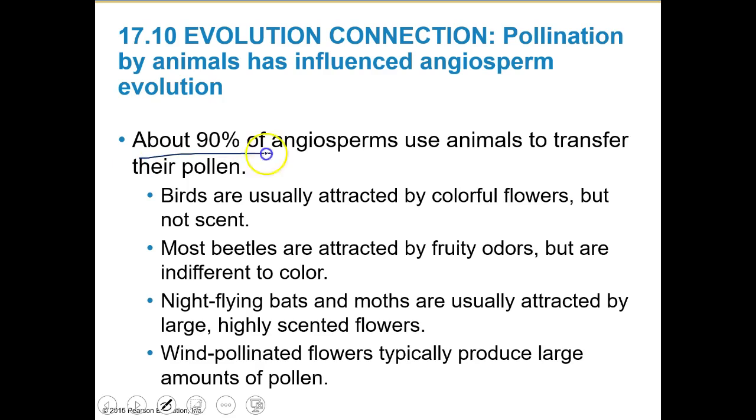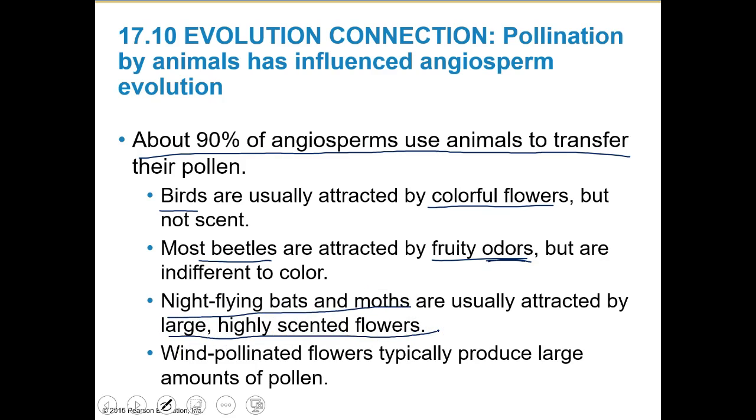So 90% of the angiosperms use animals to transfer their pollen. It's another kind of adaptation for them. Birds are usually attracted by colorful flowers, not really the scent. Most beetles are attracted by fruity odors, but really don't care about colors. Some types of beetles like real off-putting odors as well, but most beetles are drawn by odors. Some night-flying bats and moths are usually attracted by large, highly scented, big showy flowers that smell nice.